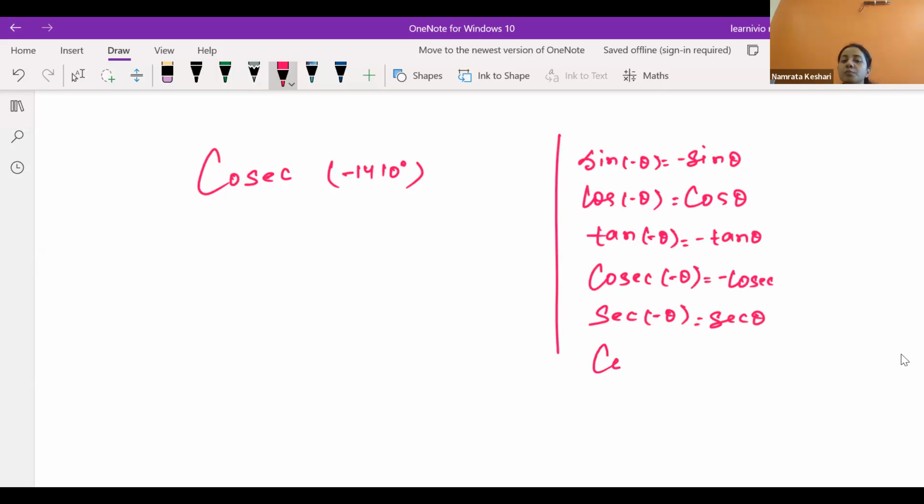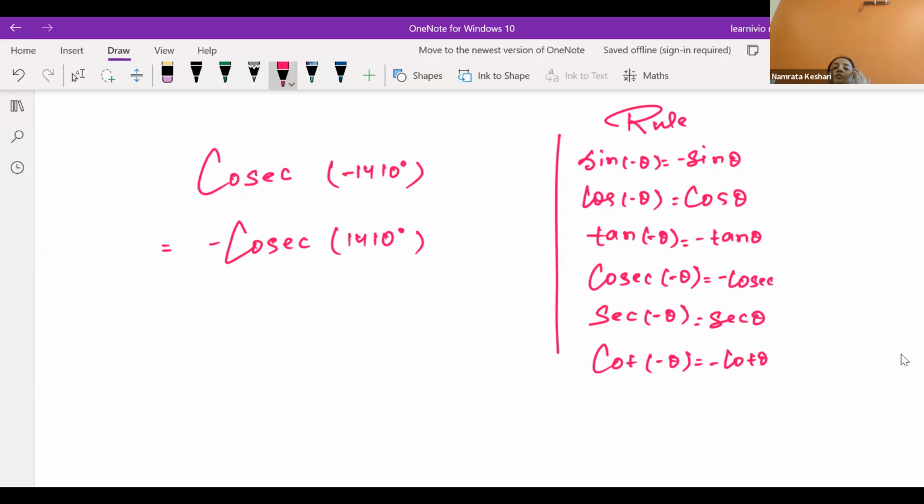And cot of minus theta: since tan is negative, cot will be negative like this. This is the rule, this is the formula. We will be using it over here. So we understand cosec of minus theta will be minus cosec theta. Now we can think of how to do the conversion of 1410.